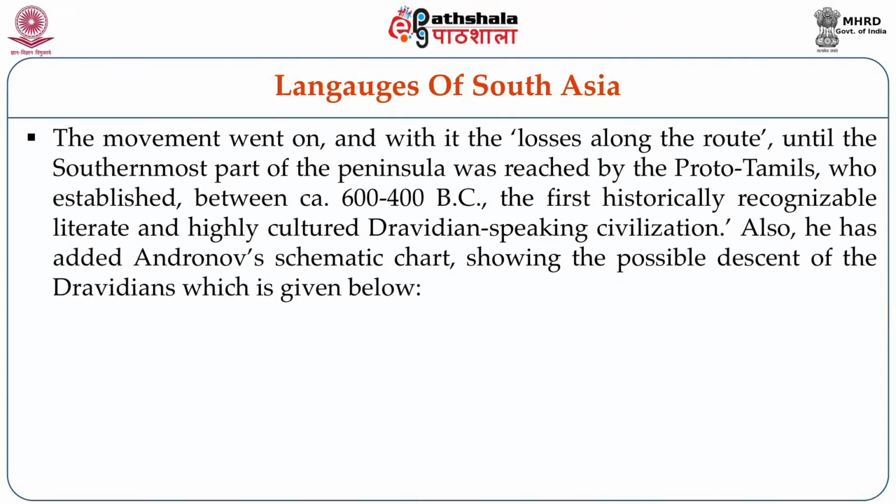The movement went on, and with it the losses along the route, until the southernmost part of the peninsula was reached by the Proto-Tamils, who established between circa 600 to 400 BC the first historically recognizable literate and highly cultured Dravidian-speaking civilization. Also, he has added Andronov's schematic chart showing the possible descent of the Dravidians, and the chart can be seen at the end of this course.